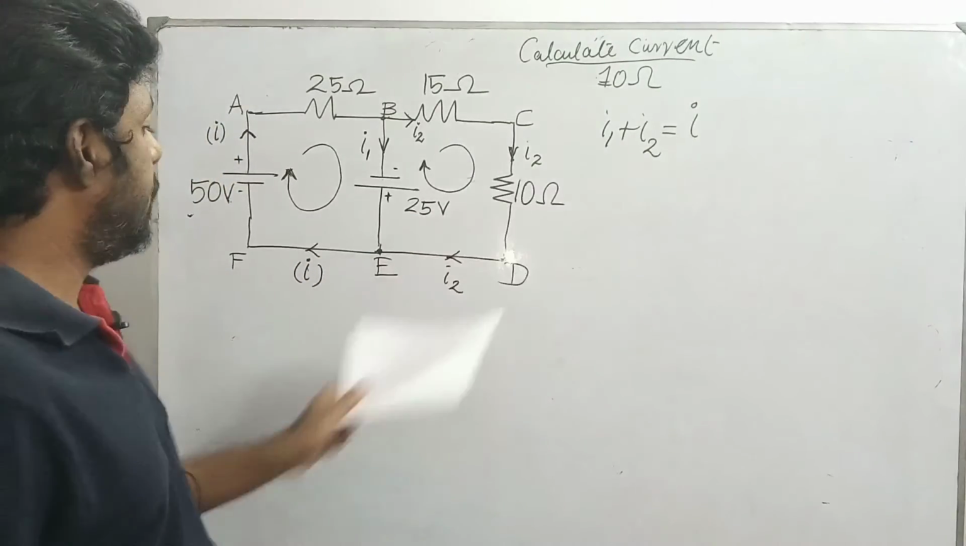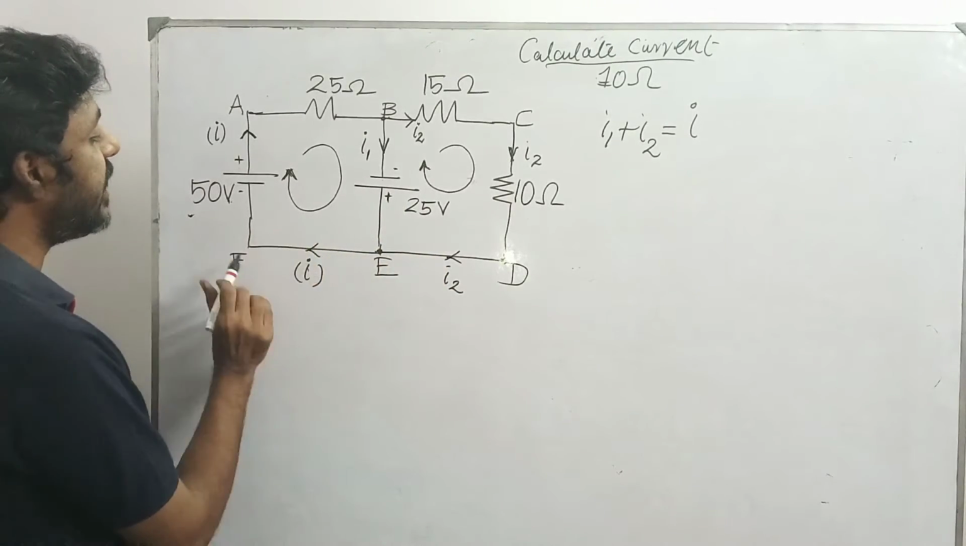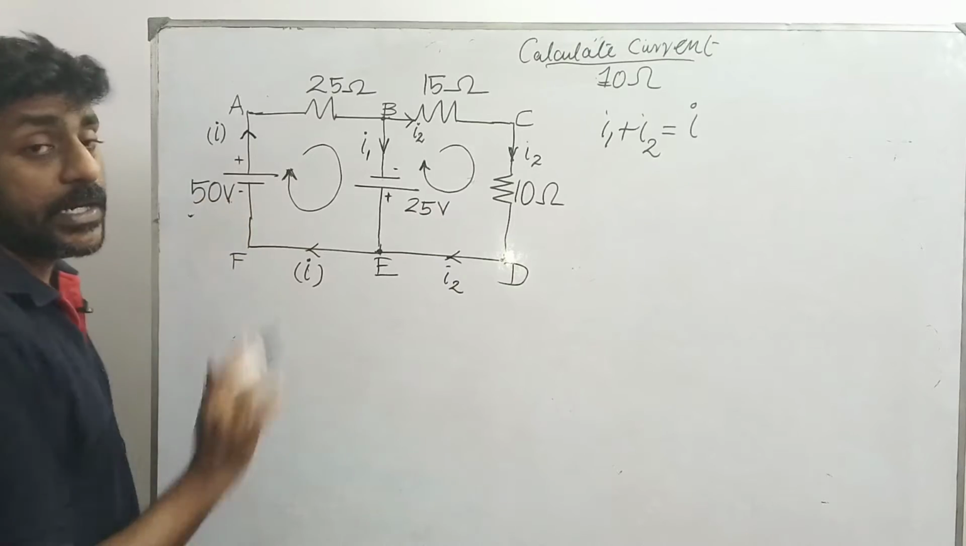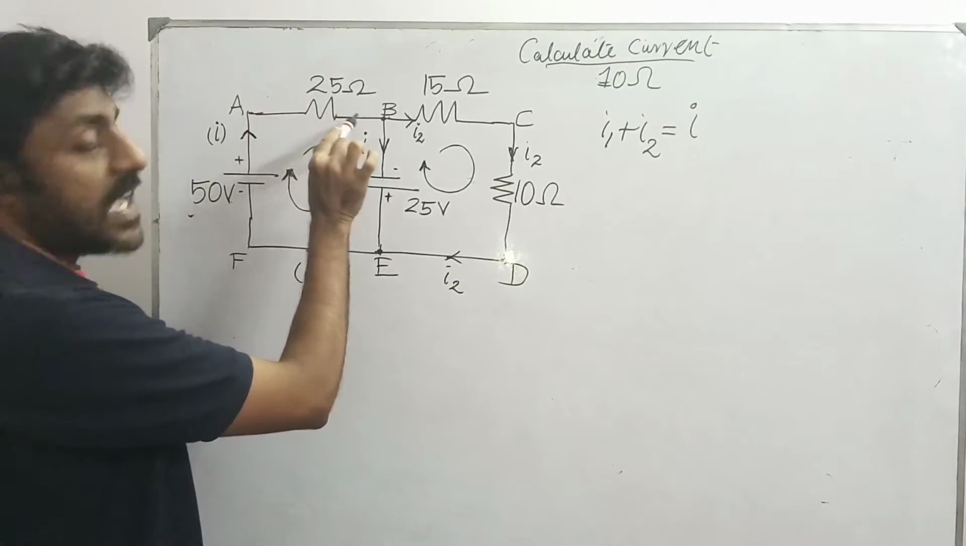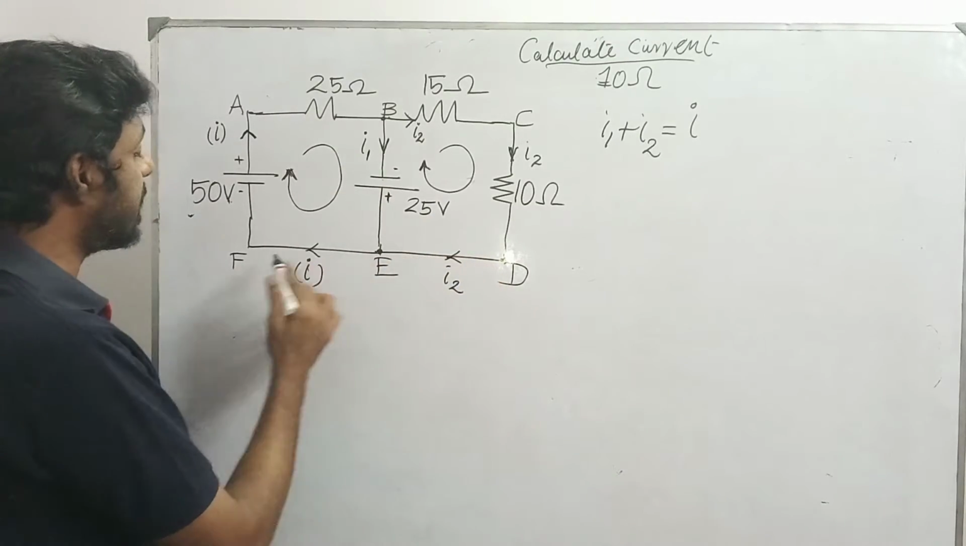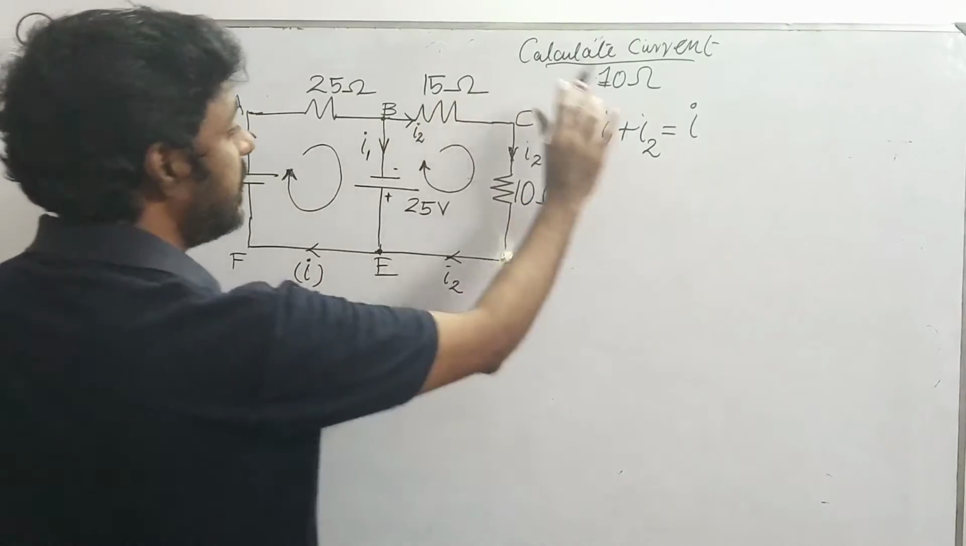So I1 plus I2 will be I. I is the current which flows, and it is the current which enters into the negative terminal of the battery. So the current which is moving out of the battery terminal is I, and similarly the current which is getting into the negative terminal of the battery is also I. Okay, this is the entire circuit.